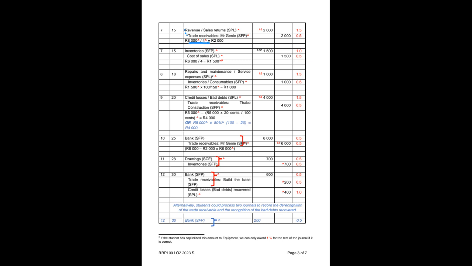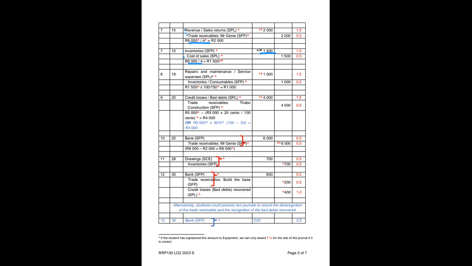Same story with the cost of sales journal. We debit inventory, credit cost of sales, 8,000 divided by 4, and we're getting 1,500 Rand as our journal entry. So that is what happens with point 7.